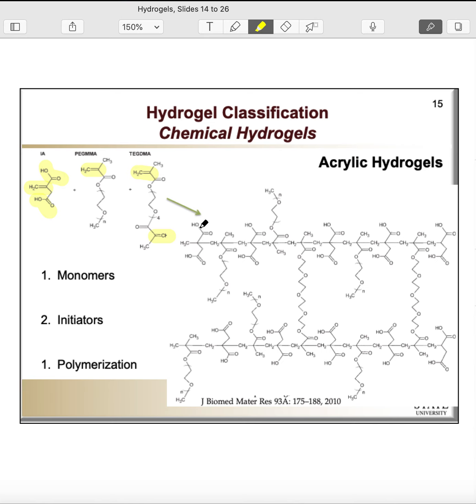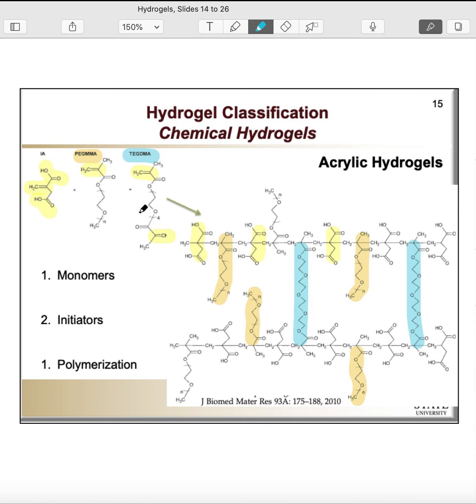As you can see, we have itaconic acid in several places, like this one, this one, this one. Those are itaconic acid. I'm going to try to highlight with a different color. The PEG macromer, which is the polyethylene glycol methyl methacrylate, would basically have become pendant groups that are coming out of the chain. And then finally we have the cross-linker, which I'm going to try to put in a blue color. And that's the tetraethylene glycol dimethacrylate that is basically bridging independent chains together, forming now the cross-linked polymer system.